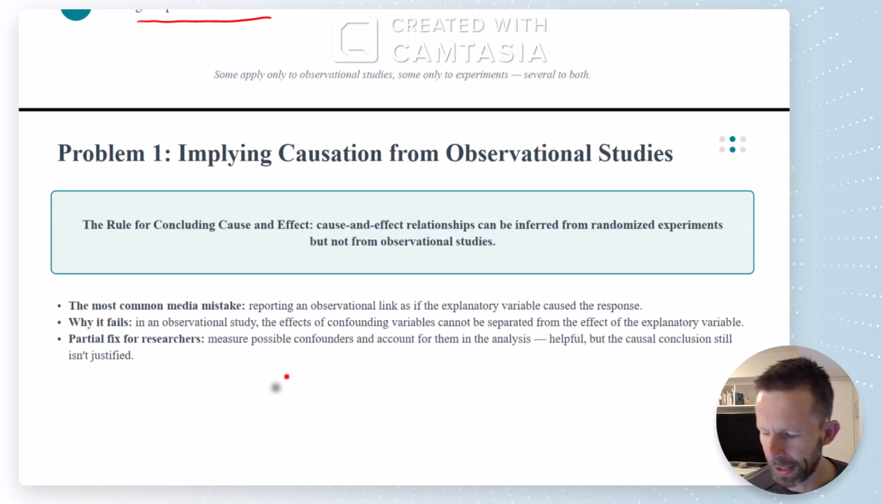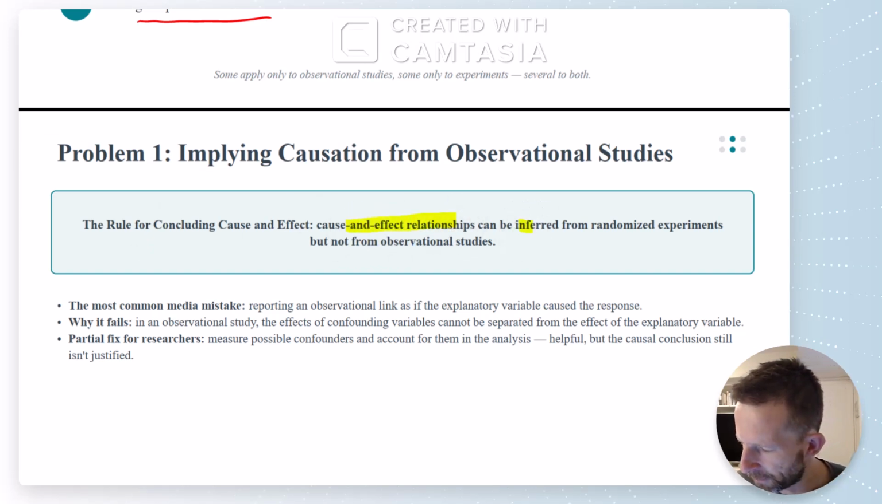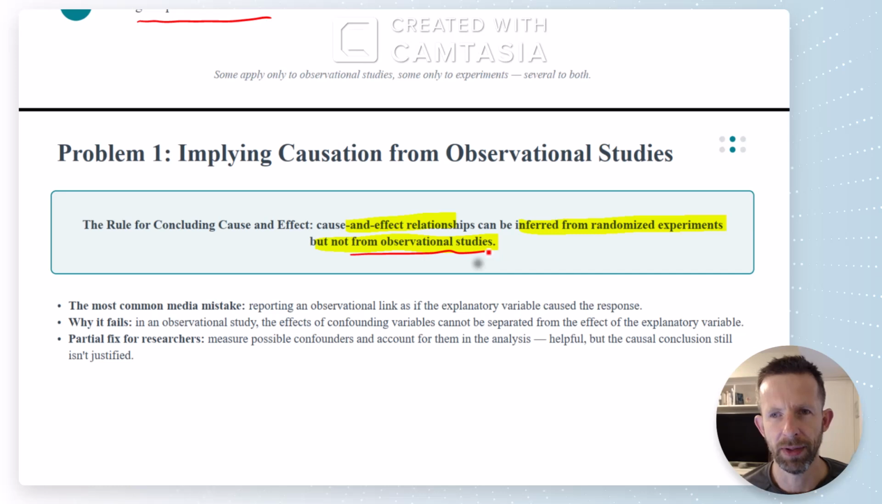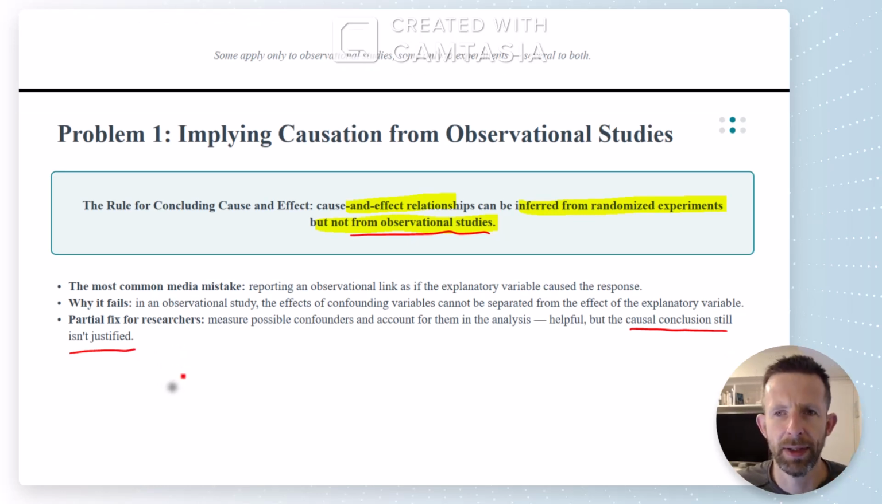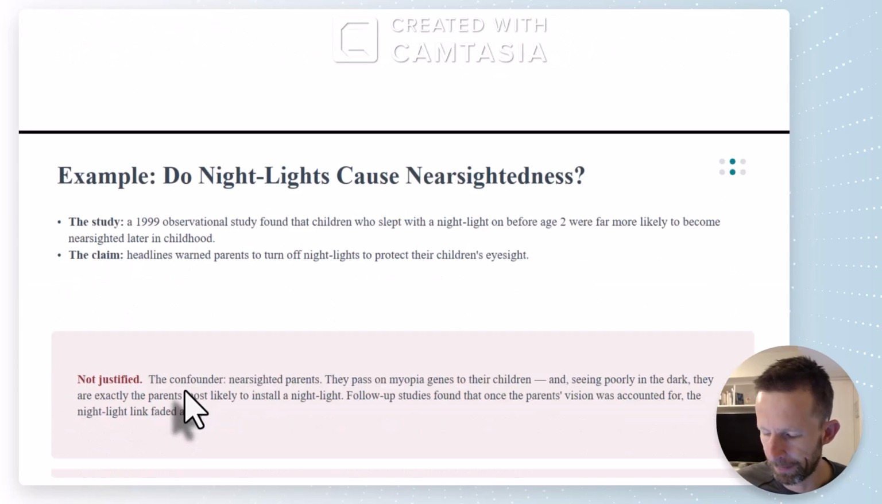So the first one, implying causation from observational studies. The rule for conducting cause and effect relationships: they can be inferred from randomized experiments, but not from observational studies. That's one of the most important things to take away from chapter 4. Partial fix for researchers: measure possible confounders and account for them in the analysis. Causal conclusion still is not justified from observational studies. Too many other confounding variables could explain the cause and effect relationship.